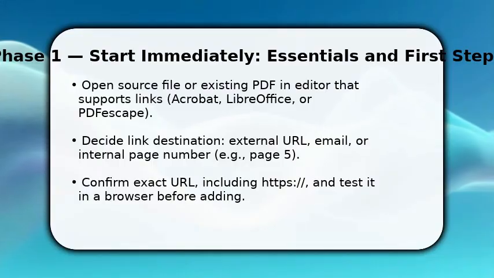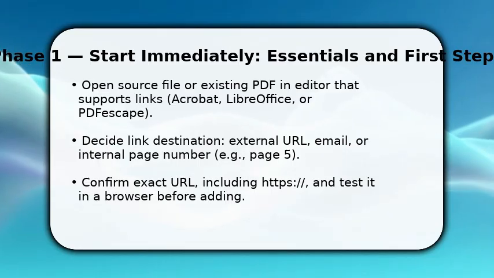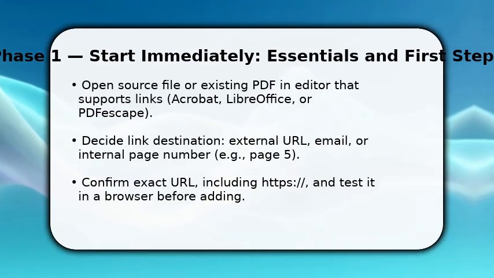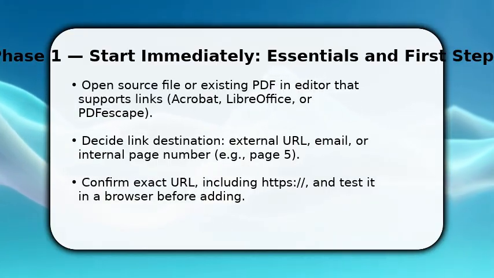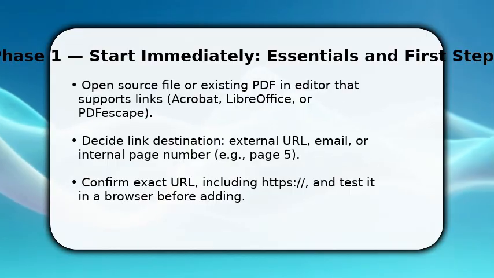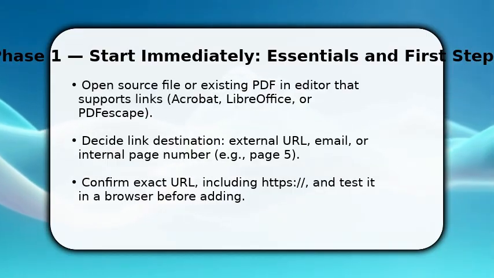You start by ensuring the PDF and the destination are ready. Open the PDF in an editor that supports interactive links. Once done, locate the exact place in the document where the link belongs and select the text or object. This is crucial for accessibility and accurate click targets.